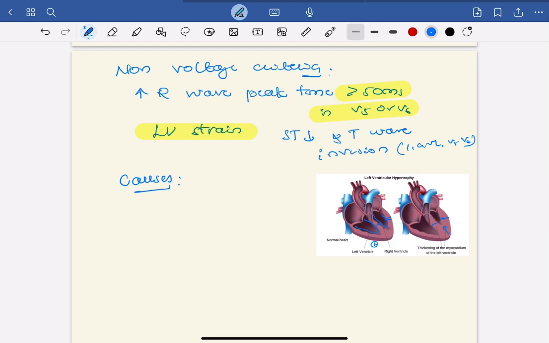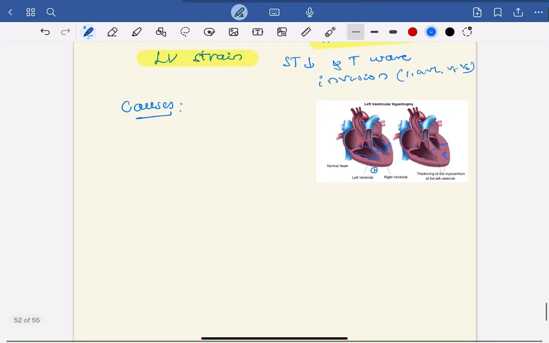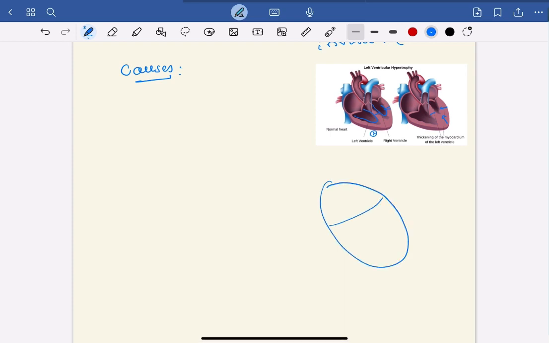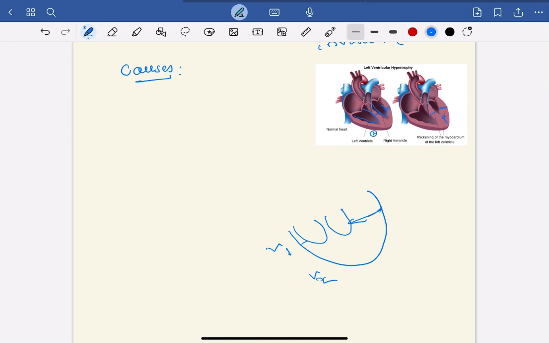And why are we looking at V1, V5, V6? Let's suppose this is your heart. This is your normal heart. So what happened in LVH? I am drawing only the ventricles. See, there is presence of left ventricular hypertrophy. Let's suppose this is the orientation of your leads: V1, V2, V3, V4, V5 and V6. When there is depolarization of the left ventricle, the direction of depolarization is in this way, so the current is going towards V6.